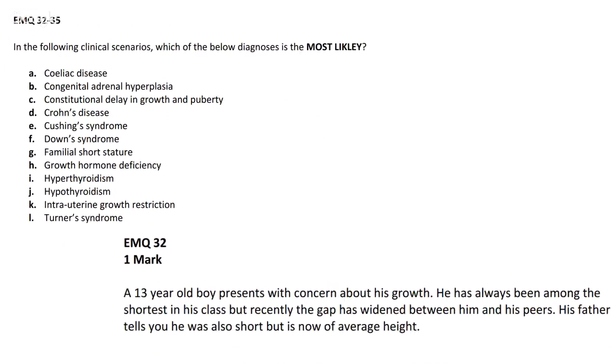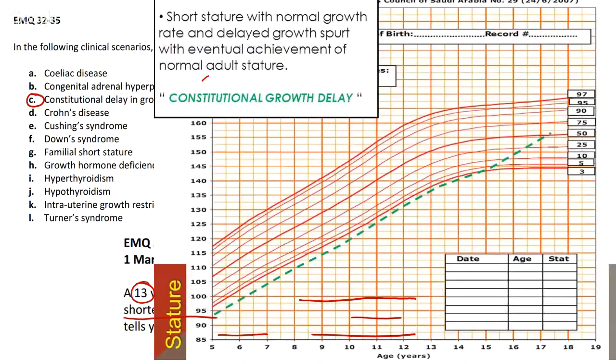Why was it important? There's an OSCE, I think it was like an OSCE question or something like that. Okay, so a 13-year-old boy, he has concern about his growth. He has always been among the shortest in his class, but recently the gap has widened between him and his peers. His father tells you that he was also short, but he is now of average height. Constitutional delay, okay? So that's very true. So if you have a look at this graph, what you notice is that this line is exactly as he was describing. Actually, maybe I should use another color.